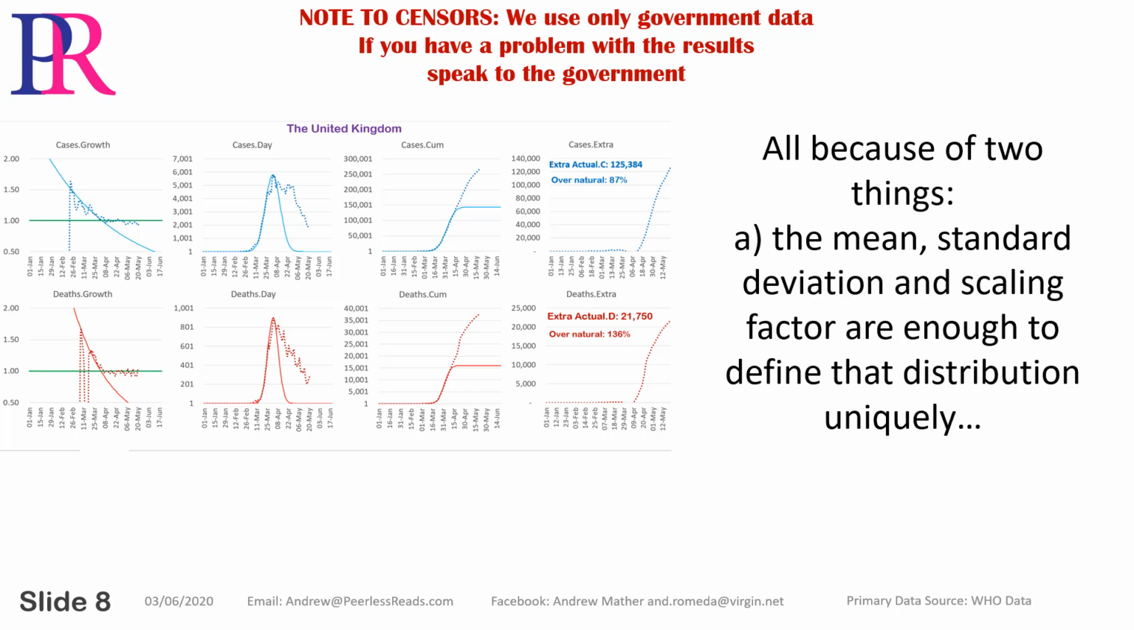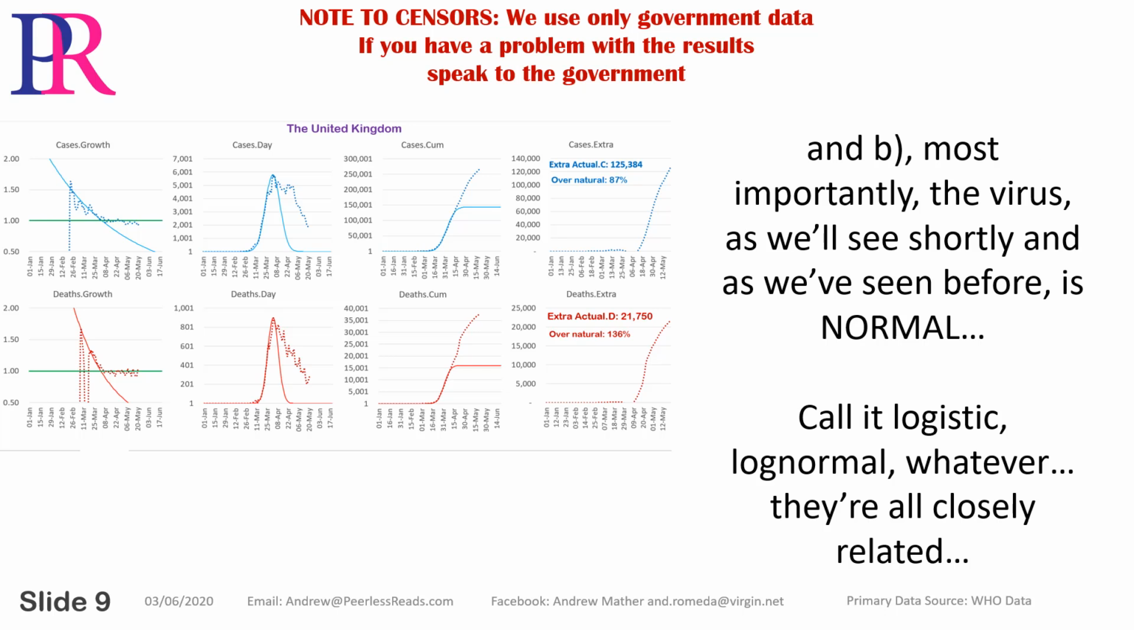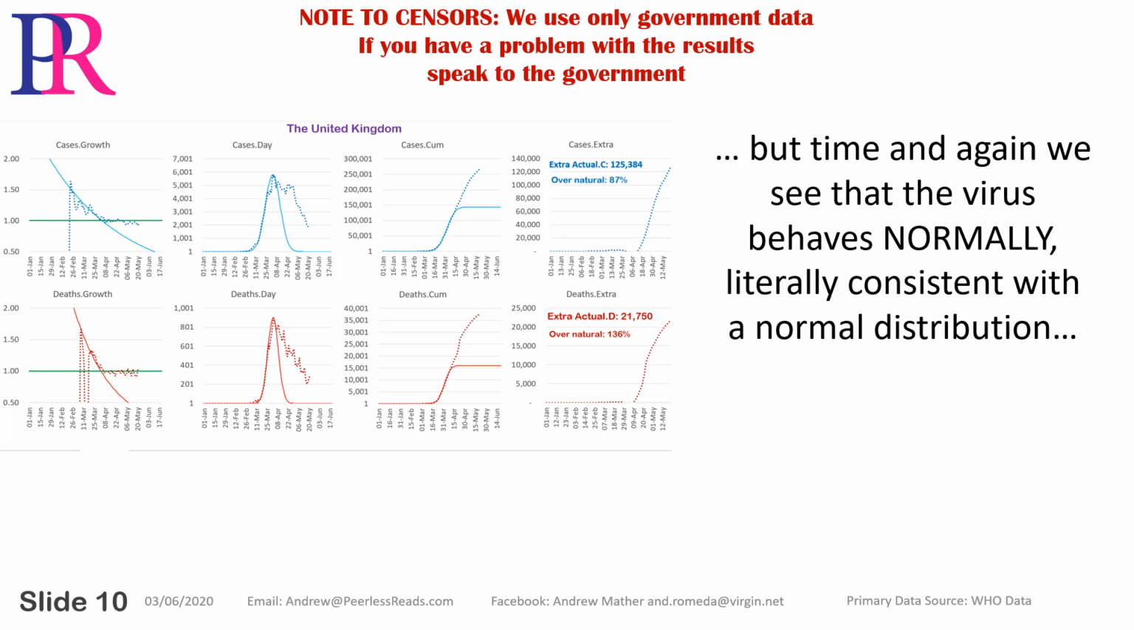A, the mean, standard deviation and scaling factor are enough to define that distribution uniquely, and B, most importantly, the virus, as we'll see shortly, and as we've seen before, is normal. Call it logistic, log normal, whatever, they're all closely related. But time and again, we see that the virus behaves normally, literally consistent with a normal distribution.